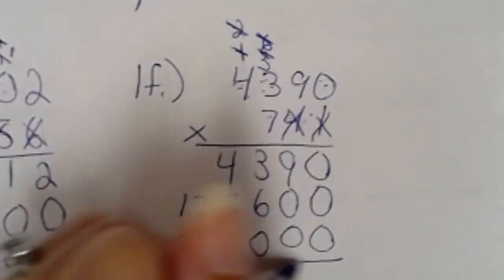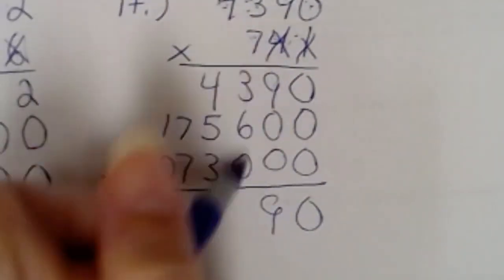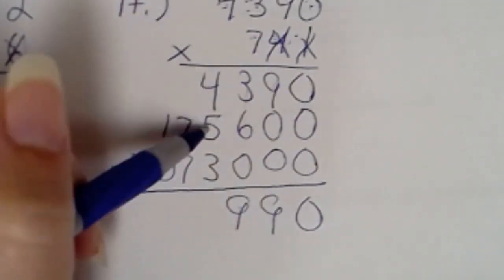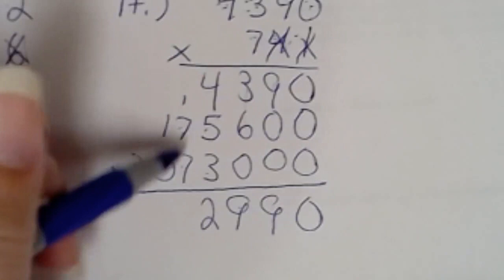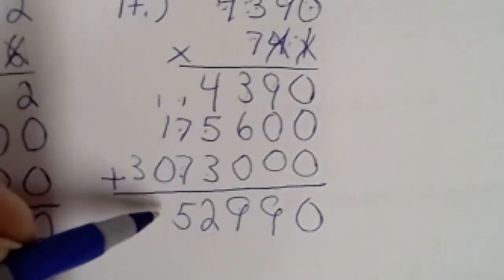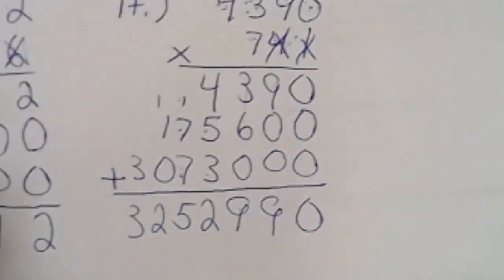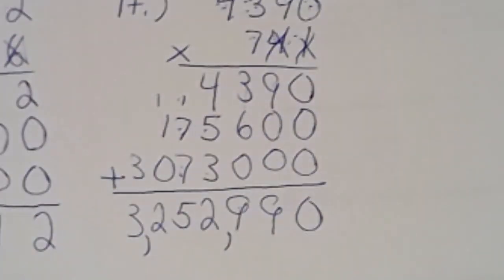We add our partial products. This is 0, 9, 9. 5 plus 4 is 9, plus 3 more is 12. 7 and 7 is 14, plus 1 more is 15. 1 and 1 is 2, and 3 and nothing is 3. 3,252,990.